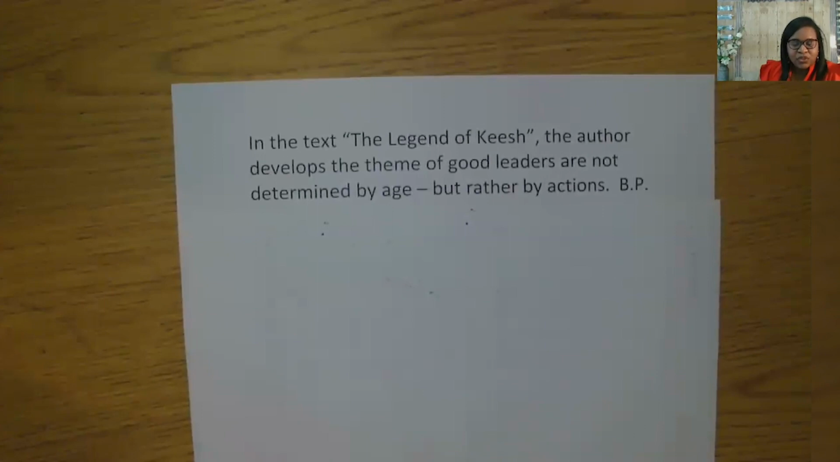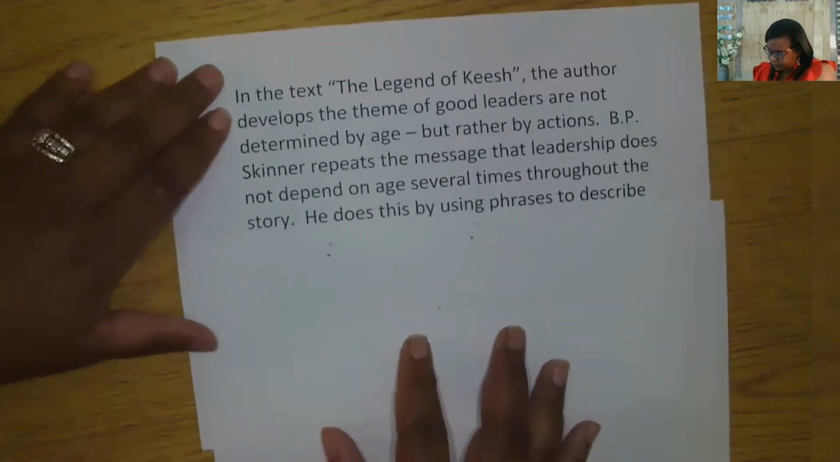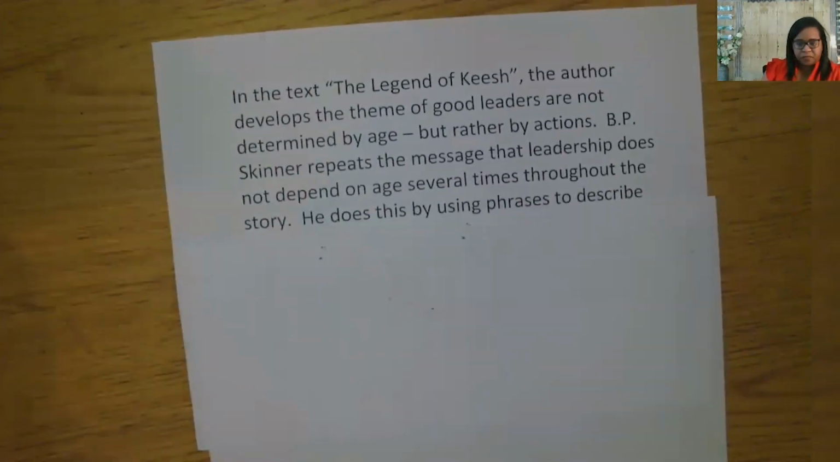I think I will use the 3 areas of the key as the structure for the paragraph. Because I feel like age is important, let's start with age. How might you start the section on age? Here's what I wrote. B.P. Skinner repeats the message that leadership does not depend on age several times throughout the story.